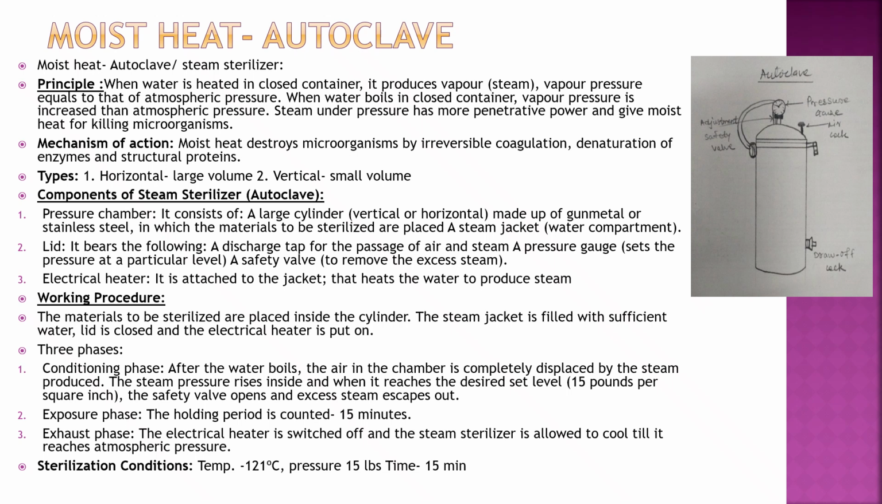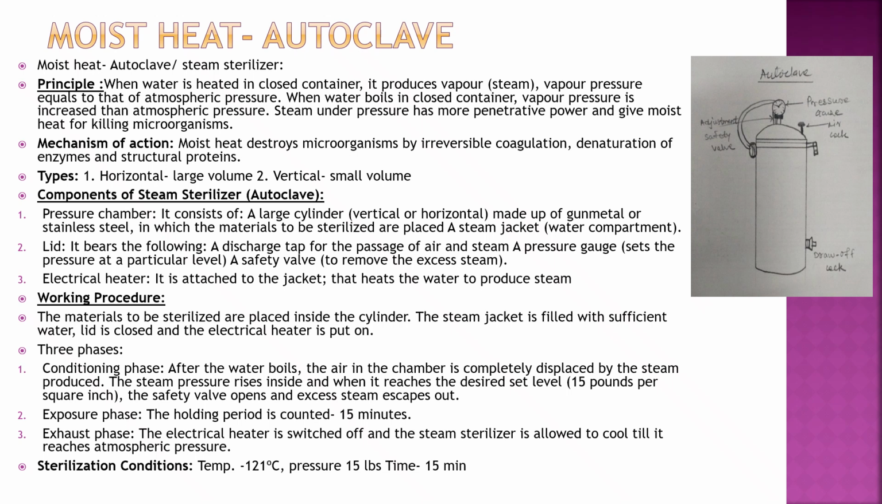The types of autoclave are horizontal, which is for large volume and mainly used in the CSSD department, and vertical, which is for small volume and used in most laboratories. The components: there are three main components: pressure chamber, lid and electrical heater.